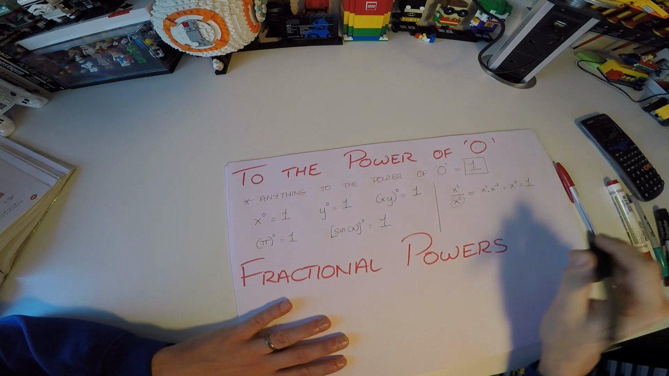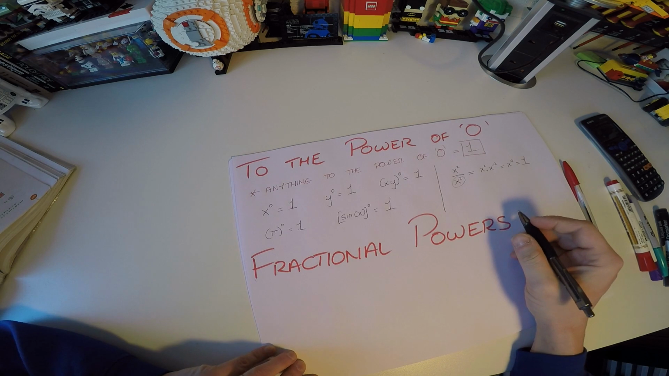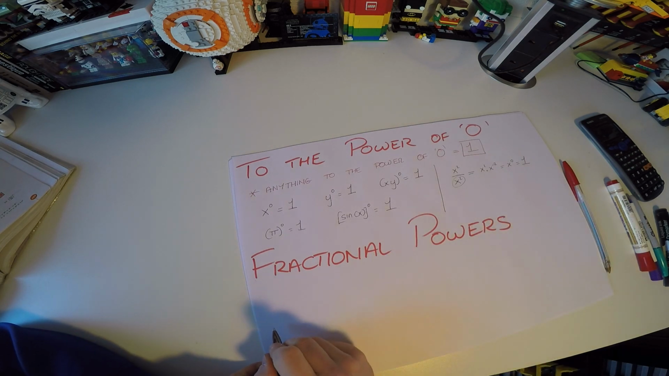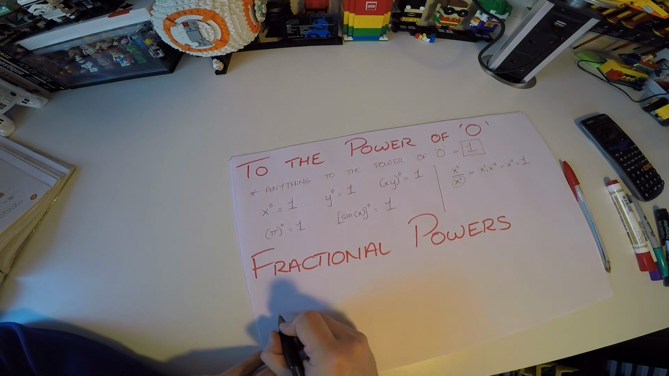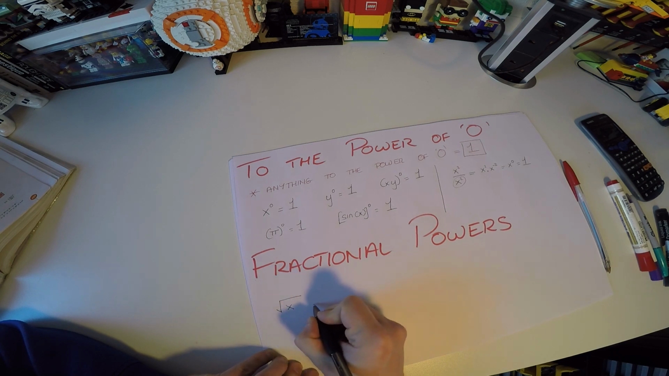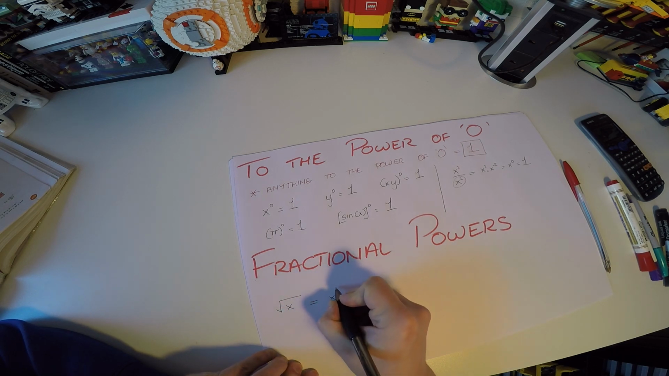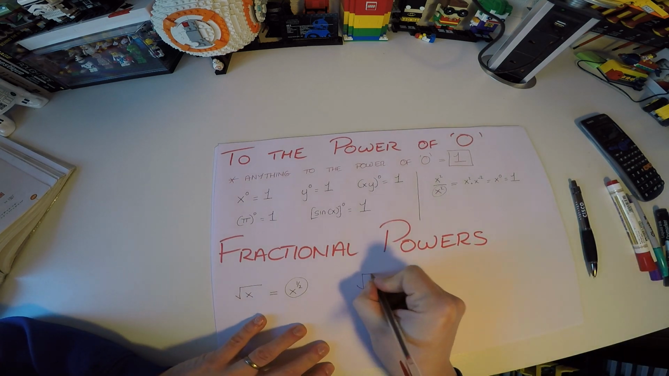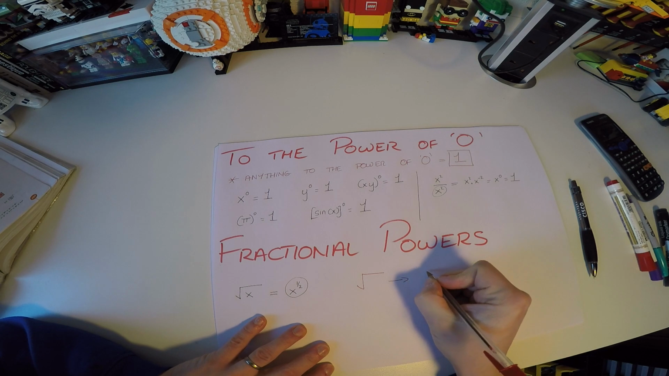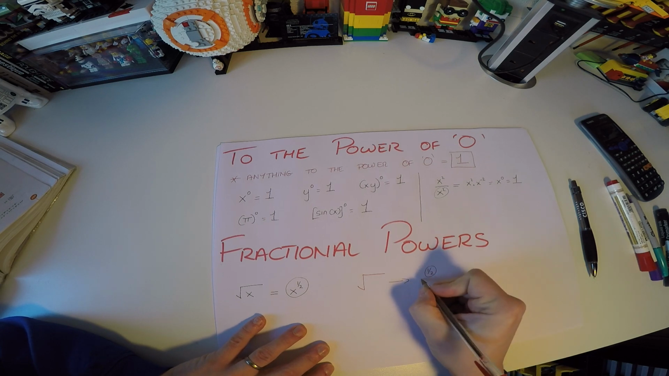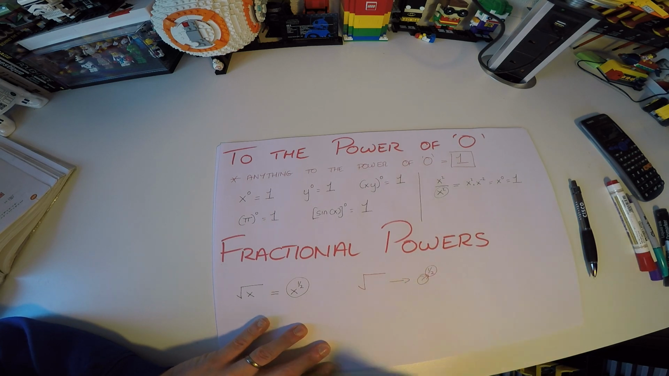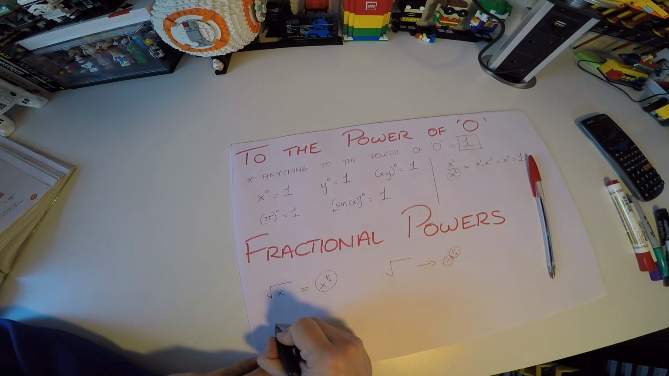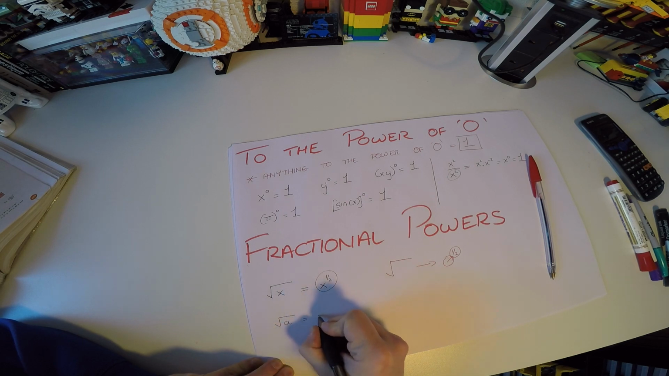Remember this. And then on to the last one, fractional powers. So what do fractional powers mean? Well, for you it's mostly going to be square roots. So square root of x can be changed to x to the power of a half. So just remember that the square root goes to the half exponent. Okay, so what about the square root of a? Same thing, a to the power of a half.